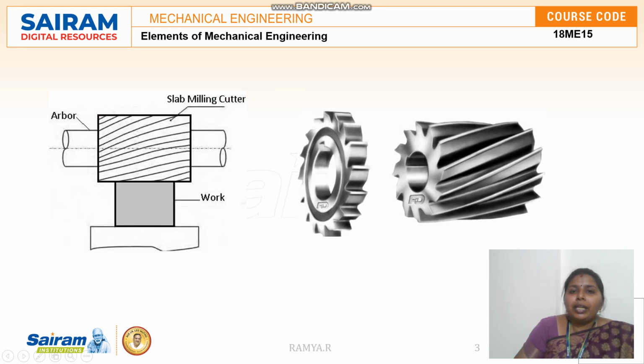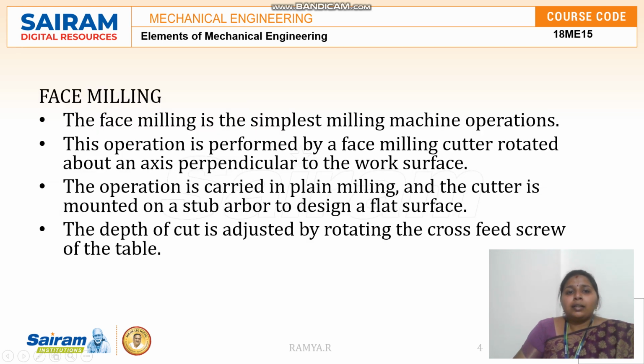This is the 2D image of plain milling or slab milling, and the cutter used for that is named after the operation itself, that is, the slab milling cutter. For a milling operation, the names of the cutters differ for each and every operation. Here is a plain milling cutter or slab milling cutter, and this is how the cutter looks. These are the two types the slab milling or plain milling cutter can look like. The main aim of this process is to produce a flat surface.